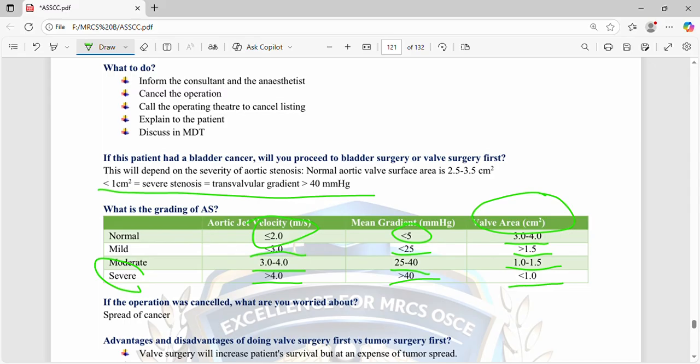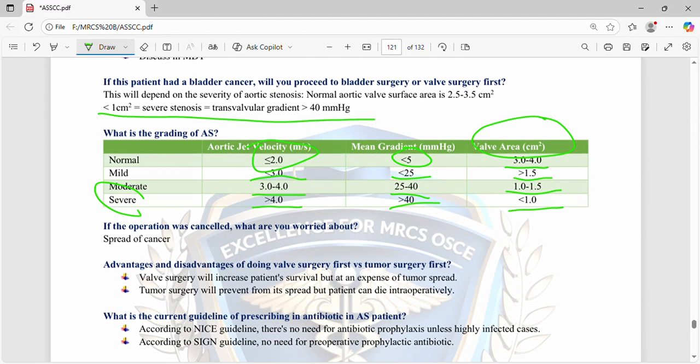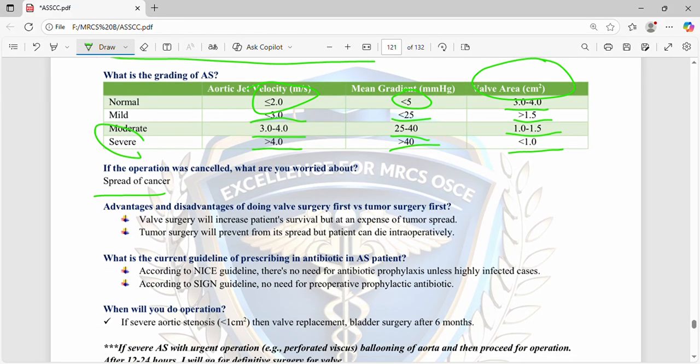If the operation was cancelled, what are you worried about? Spread of the cancer. Advantages and disadvantages of doing valve surgery first versus tumor surgery first. So valve surgery will increase patient survival, but at the expense of tumor spread. And if tumor surgery is done first, the patient can die intraoperatively because of the complication of aortic stenosis.